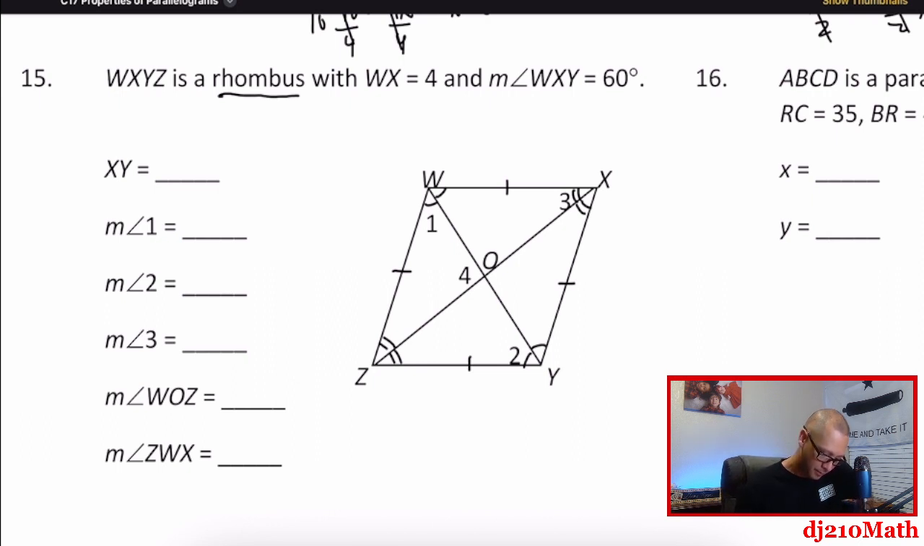And they're perpendicular. So that's just properties off the top of my head. All right, so now let's see. What's it saying? WX is 4. Okay, so if this is 4, they're all 4, all sides. So XY is going to be 4.